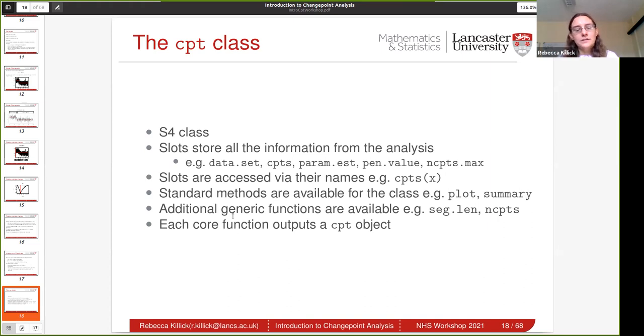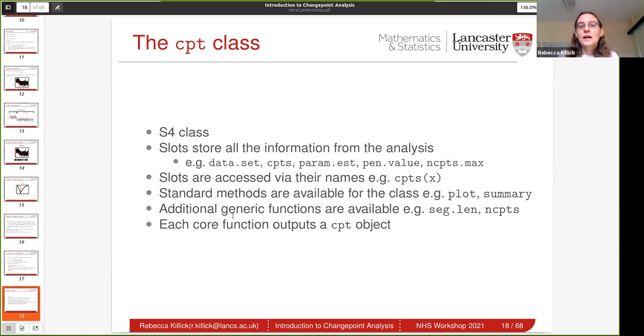Okay. So it contains the original data set. It contains all of the original parameters and arguments that you put in for the original call. It contains the version of the changepoint package that you used to create that output. And it also contains the date that you actually created it. All of those things are there, so that's the only object that you need to save from your analysis for future reproducibility.